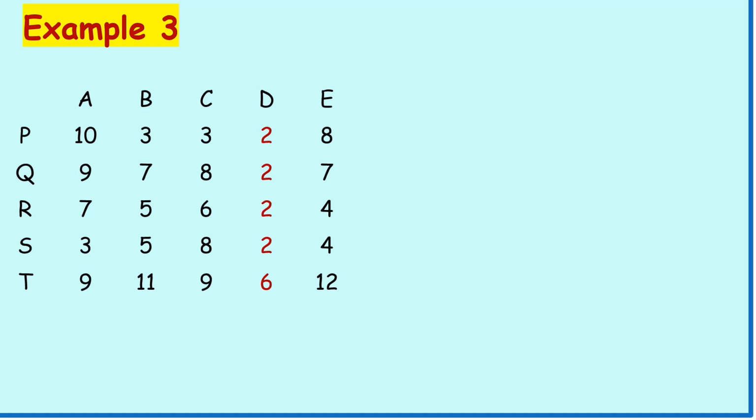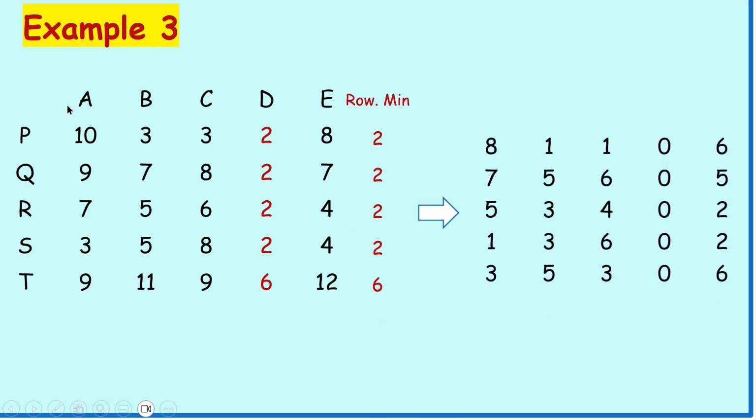So now I consider the matrix, and according to the Hungarian method, first I identify the minimum value in the first row, that is 2. I need to subtract it from the first row. Then you go to the second row, third row, fourth row, and subtract the minimum values. So 10 minus 2 becomes 8, 3 minus 2, 1, 3 minus 2, 1, 2 minus 2, 0, 8 minus 2, 6. Likewise, for each and every row, if you subtract the minimum value, this is the resultant matrix.